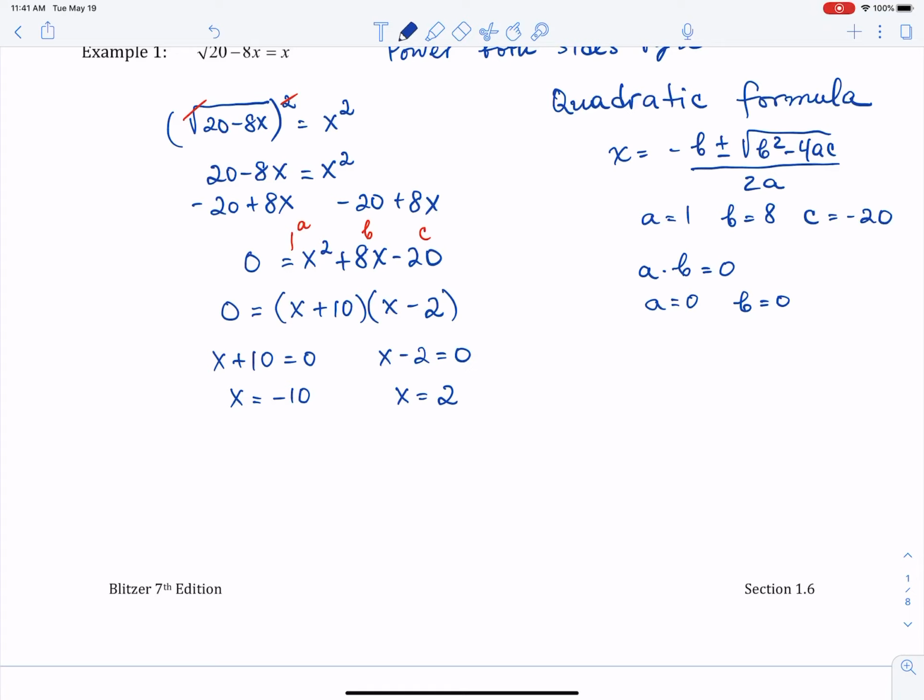Next question is similar. Again, step 1 would be to square both sides of this equation. I'm skipping step 1, which was to solve for the radical, because the radical is solved for already. So square both sides.